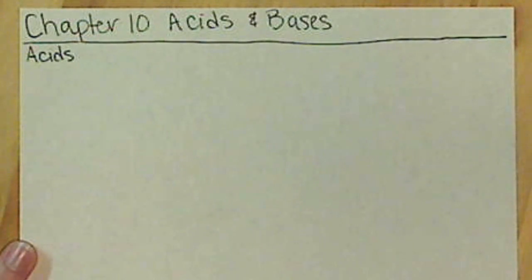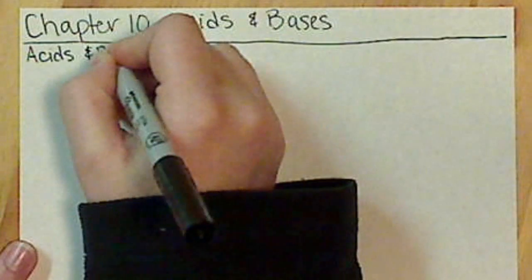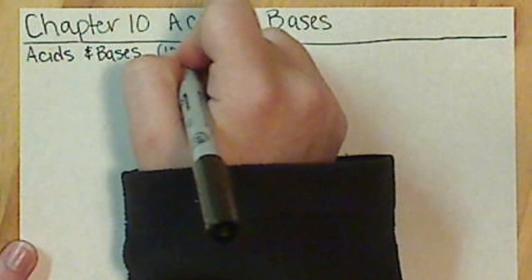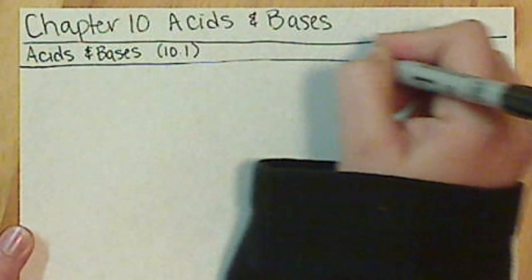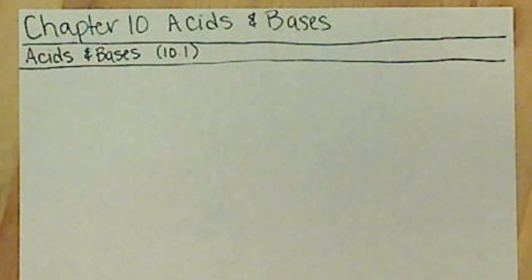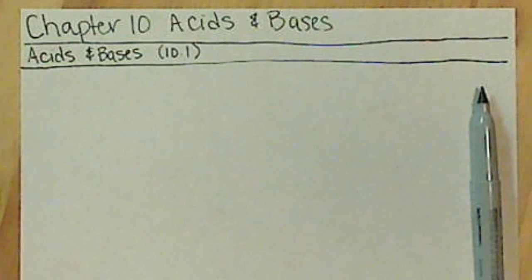So chapter 10 is all about acids and bases. We will jump into this section by talking about some definitions and how we classify our acids and bases in chemistry. Now normally my color scheme for pens doesn't really matter.